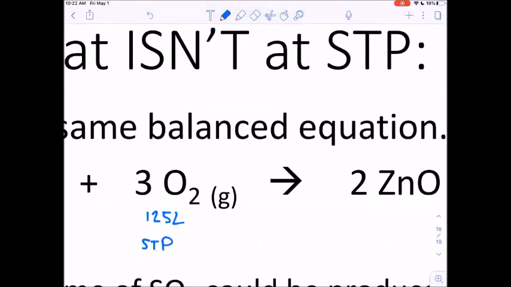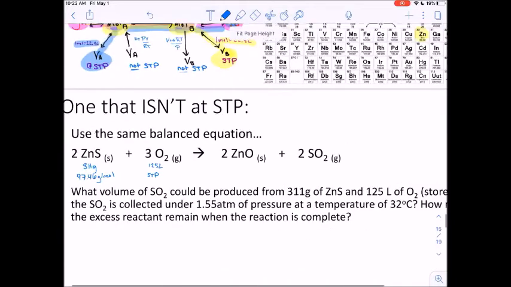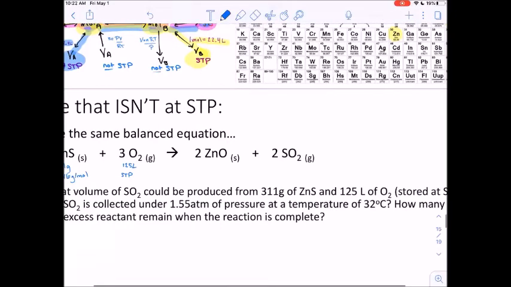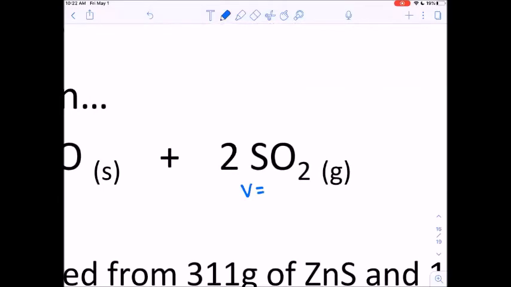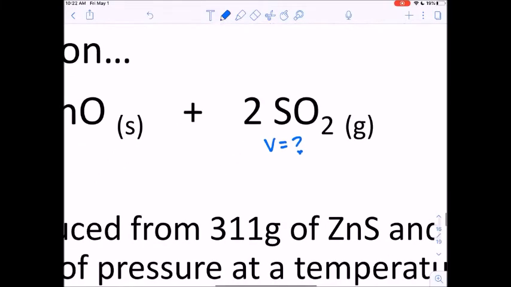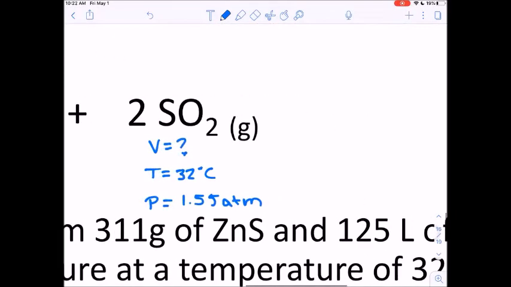We'll write down STP. If the SO2 is collected under 1.55 atmospheres of pressure and a temperature of 32 degrees Celsius. So now I'm looking for SO2. I'm looking for a volume over here. And it gives me my pressure and my temperature information, so I'm going to go ahead and write that in. Now with this information, I need these to be in the correct units. Temperature always has to be Kelvin, so I'm going to add that 273 onto it, and I end up with 305 Kelvin. And this is already in atmospheres, so that's correct. We don't need to do any conversions there.